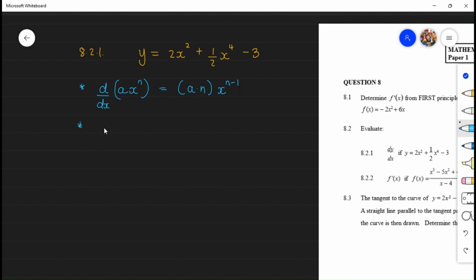Now keep in mind the derivative of a constant. So let's say we have a constant negative 3. The derivative of a constant is always going to be 0. It does not matter what the constant is, whether it's negative 3, positive 3, negative 1, 10, a million. The derivative of a constant is always 0.